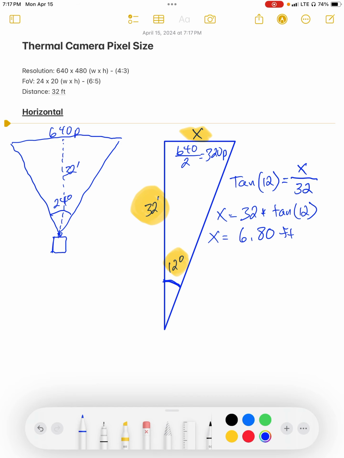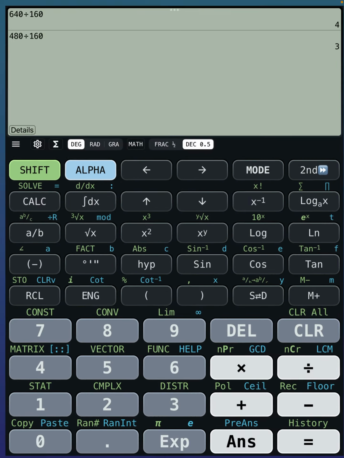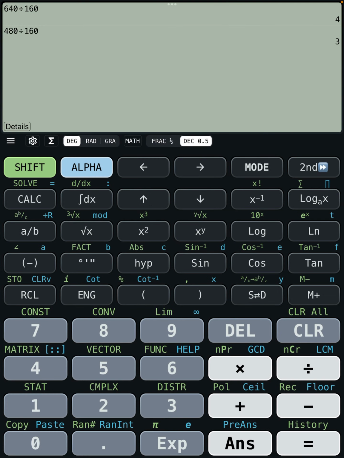6.80 feet. The way I got that is if I go into my scientific calculator, first of all, I want to make sure it's in degree mode, not radian. And I go 32 times the tangent of my angle, 12 degrees. And that gives me the 6.80 feet.